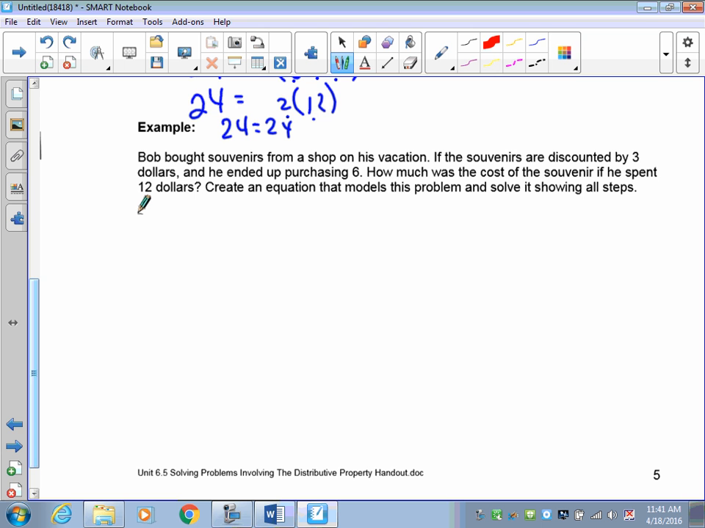So the souvenirs are discounted by $3. I have to come up with something for the price. Okay, I'm going to use X as the price. Now, it says here this price was discounted by $3. That means he got it for $3 off. He ended up purchasing 6 of them. So whatever they cost, he has 6 of them, and he ended up spending $12. Okay? So what I need you to do now is to solve the equation.